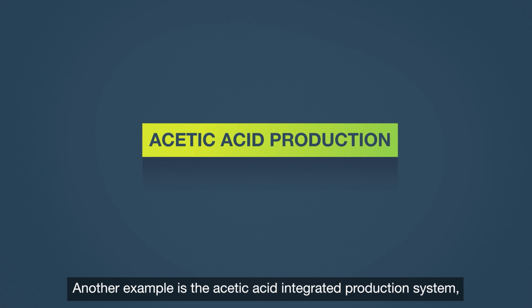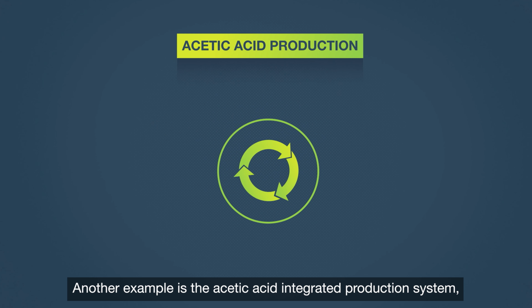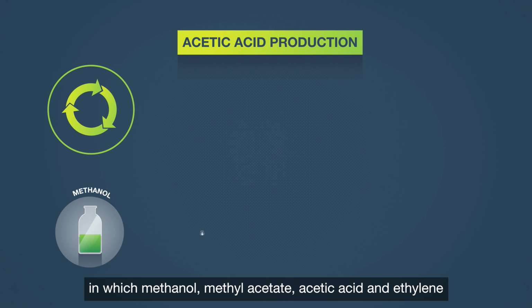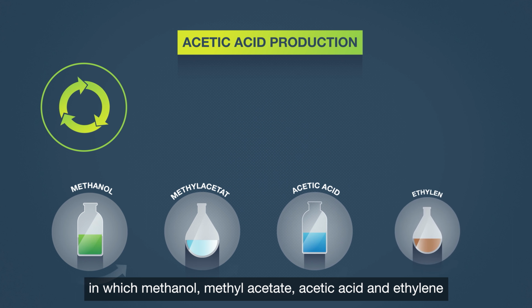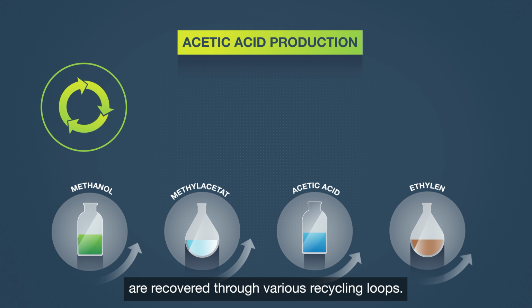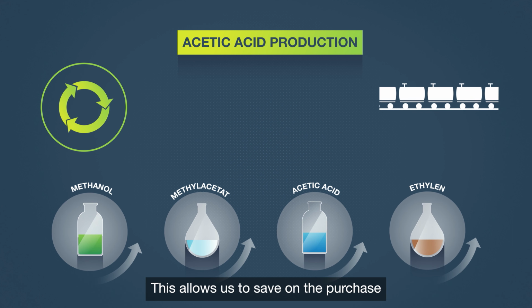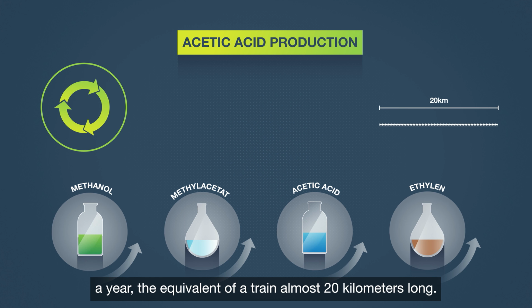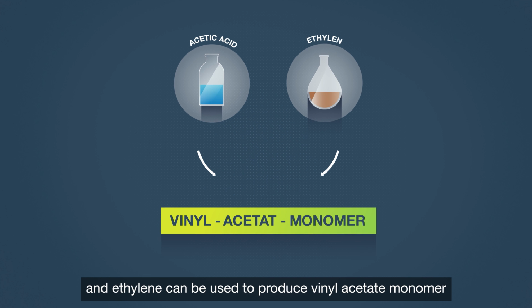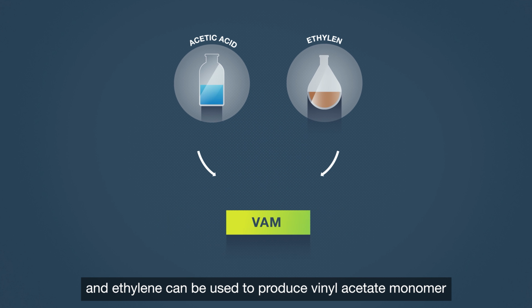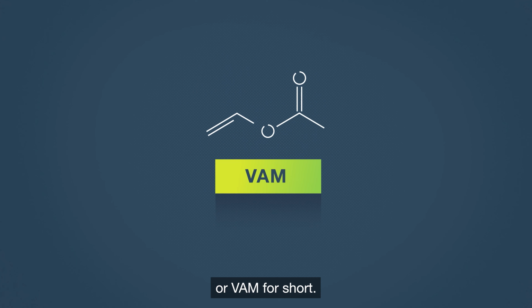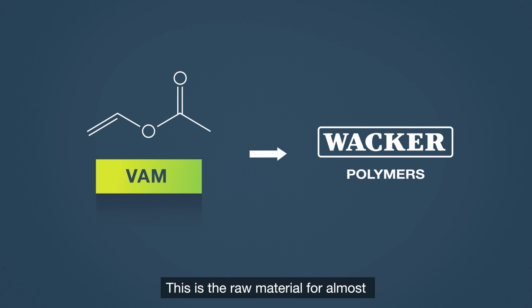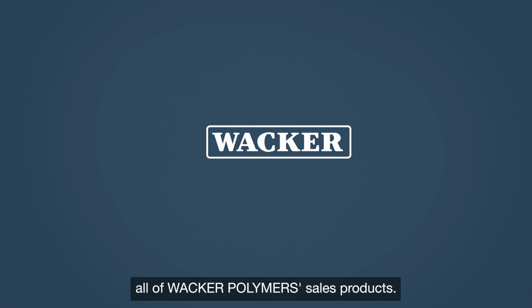Another example is the acetic acid integrated production system, in which methanol, methyl acetate, acetic acid, and ethylene are recovered through various recycling loops. This allows us to save on the purchase and transport of well over 1,000 tank cars of raw materials a year, the equivalent of a train almost 20 kilometers long. And the recovered acetic acid and ethylene can be used to produce vinyl acetate monomer, or VAM for short. This is the raw material for almost all of Wacker Polymer's sales products.